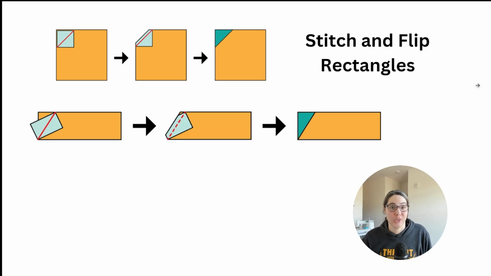You've heard of stitch and flip squares or stitch and flip triangles, snowballs. These go by a lot of different names, but basically you take a square, mark the diagonal, align it to one corner of a square or a rectangle or whatever kind of shape you're trying to put this triangle onto. You stitch on that line, cut off the excess, and then flip it open to get this perfectly aligned triangle on the corner. It's a super popular technique. I see it in a ton of quilt patterns.